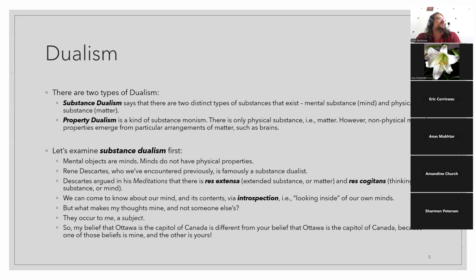But we don't all share the same belief in the sense that we literally share the mental state. You have a mental state. I have a mental state. The content is the same, but they're different mental states.